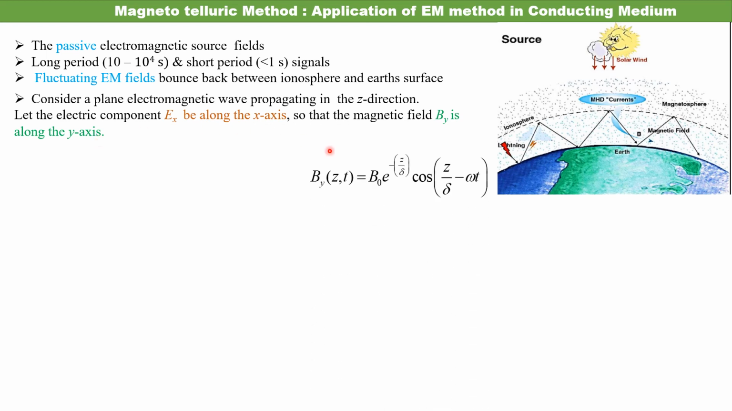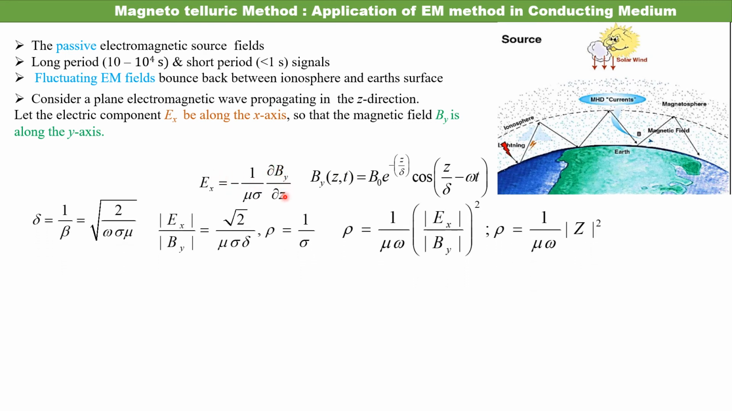So we can write that equation for the magnetic field, the diffusion equation with the conductive term, and from Ampere's equation we can have the derivative of By with respect to z as the electric field. We can find that, and replacing that we can find Ex by By. We can convert this equation with the resistivity, which can be written as the inverse of the conductivity, and we'll find this equation for the resistivity, the ratio of the electric field to the magnetic field squared.